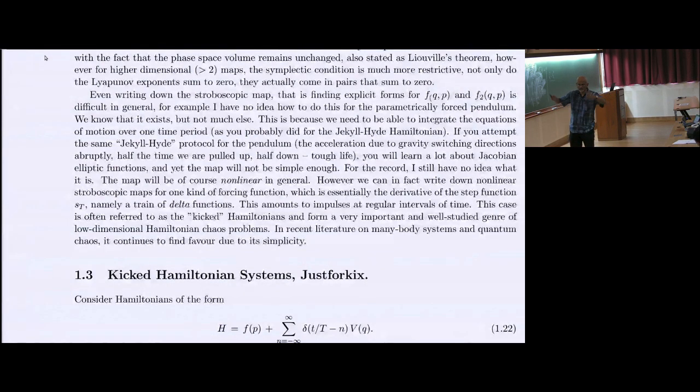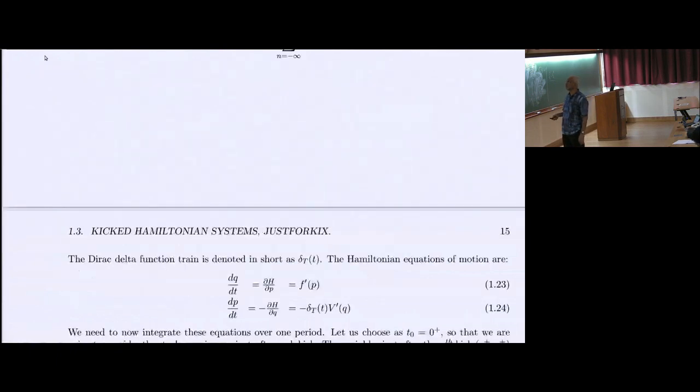So you're just kicking, like a football being kicked around at periodic intervals when it meets a player, but otherwise it's free. So if you consider this kind of Hamiltonian, where the forcing function is just a train of delta functions, then it's rather simple to integrate the equations in between the kicks because it's just free motion. And then at a kick, it's a delta function.